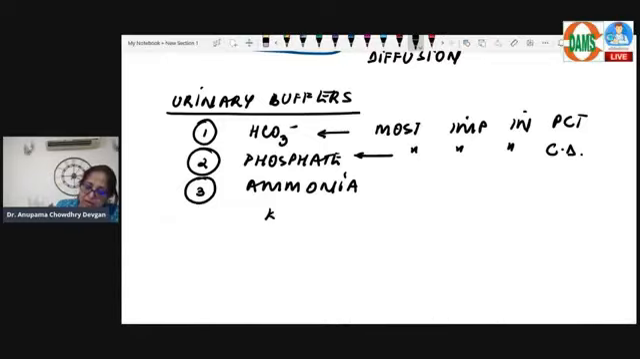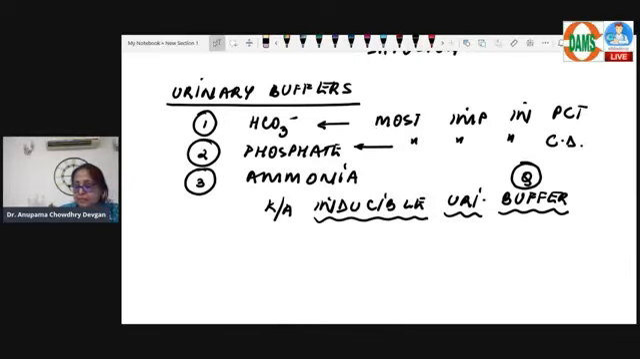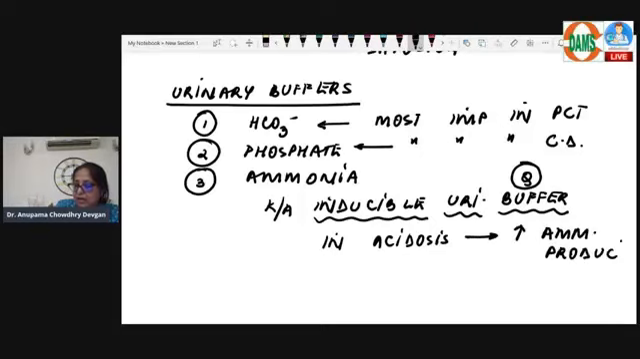Please remember, ammonia is known as an inducible urinary buffer. Why is it known as an inducible urinary buffer? Because in acidosis, there is an increase in ammonia production. So this is known as an inducible urinary buffer. In acidosis, there is no increase in bicarbonate or phosphate.